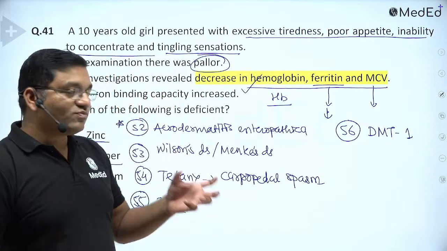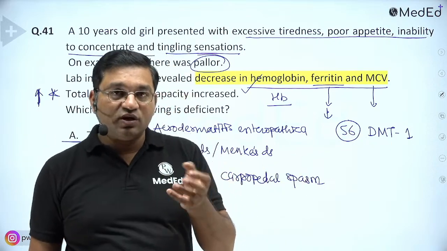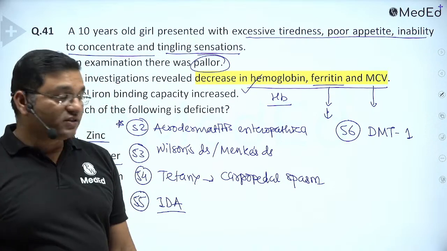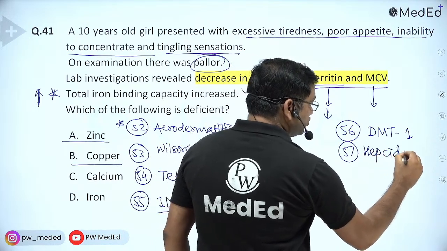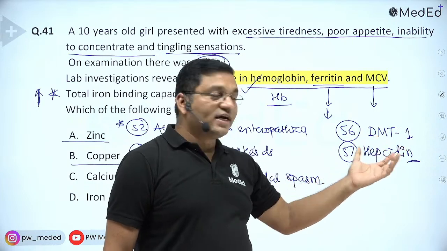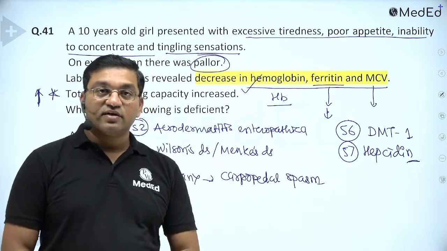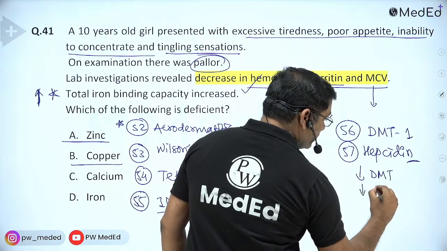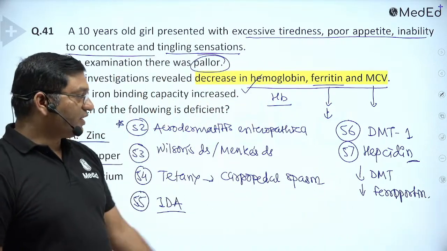From the intestinal surface, it is absorbed by the divalent metal ion transporter 1. This is particularly important for absorption of divalent metals, particularly lead, zinc, copper, and iron, in the ferrous state. Then hepcidin is the protein which is important for regulation of iron absorption. If the iron levels are high, it decreases the divalent metal ion transporter and ferroportin levels. Hepcidin regulates the iron level in the body.